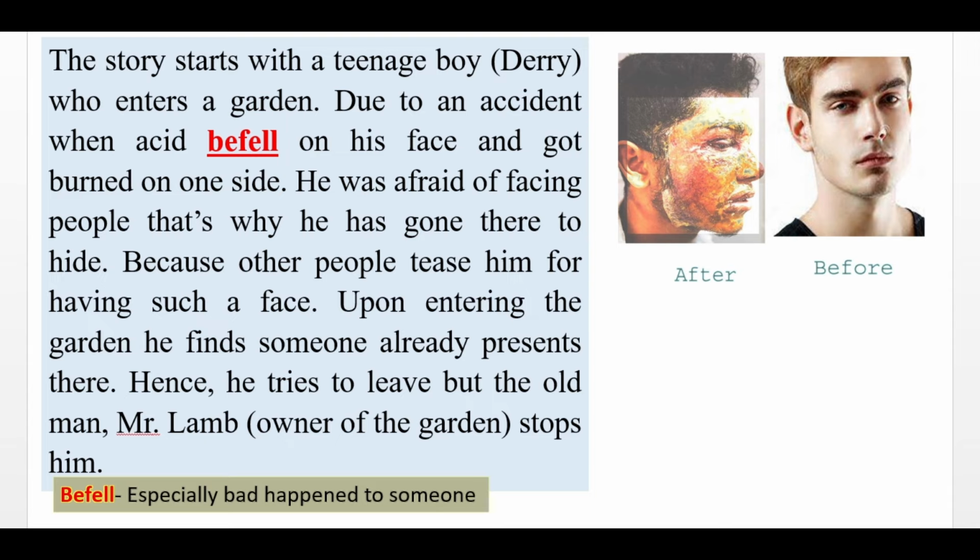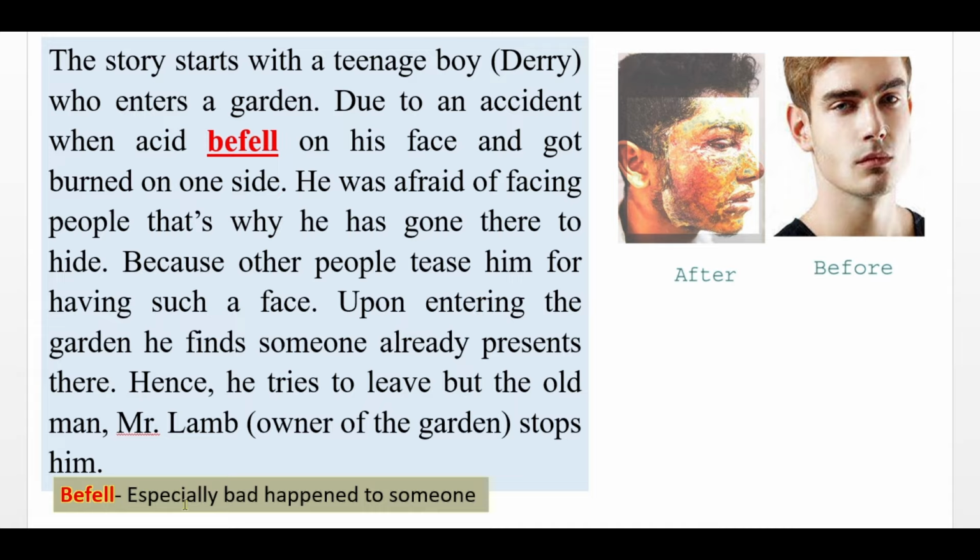So the story basically starts with a teenage boy, Derry, who enters a garden, and that garden belongs to Mr. Lamb, the old man. Due to an accident, acid befell on his face and got burned on one side. You can see "befell" down there in the glossary part. Especially that happened to someone just because of something, and that is acid has caused some problems on his face. Therefore, he's having this sort of face right now. So he was afraid of facing people. That's why he has gone there to hide.